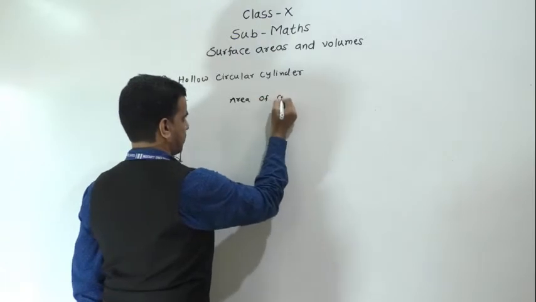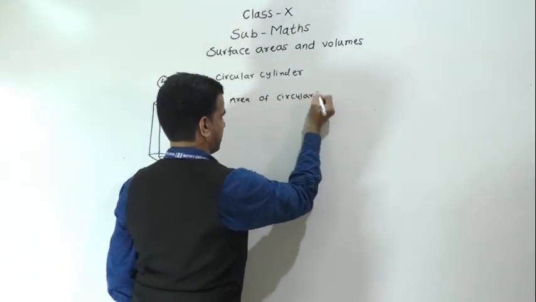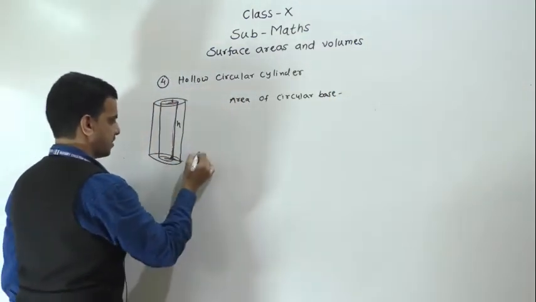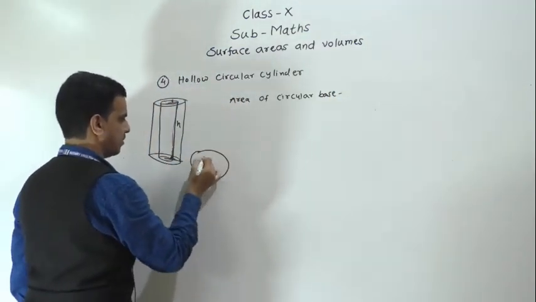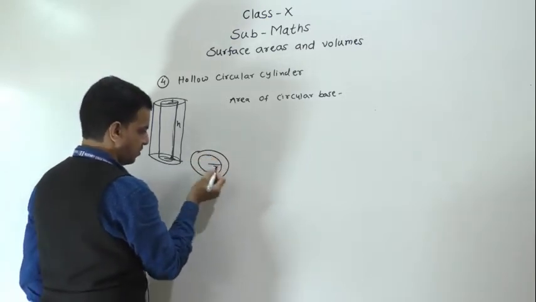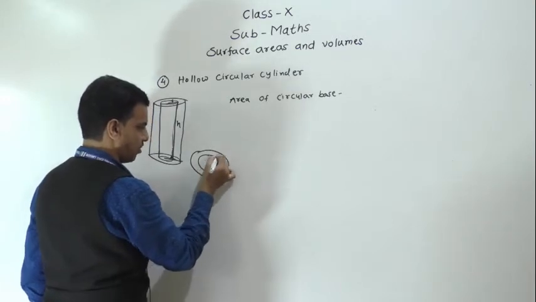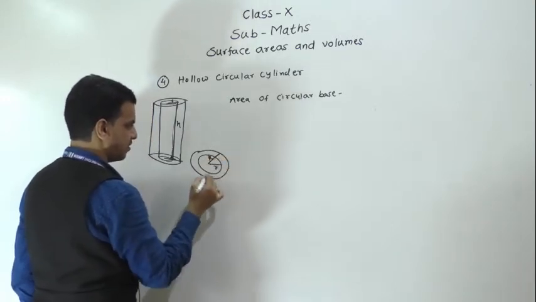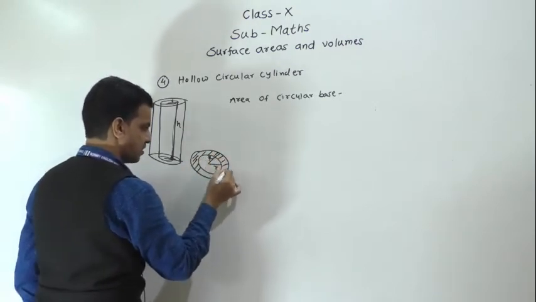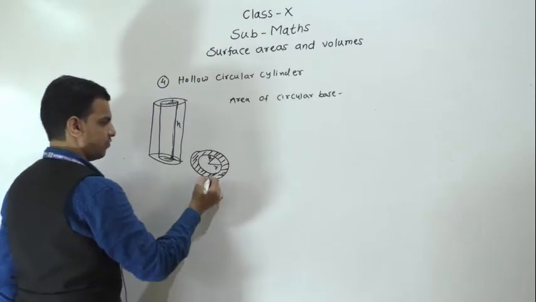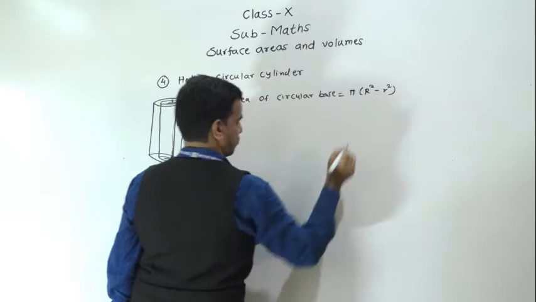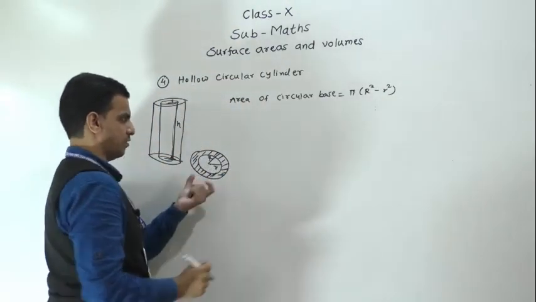Now first, that is the area of the circular base. Now this base looks like a ring. Inner radius is smaller, outer radius is capital R. This is hollow, so area of base means area of this ring. So area of ring, we know that is pi (R square minus r square). Okay, this is the area of the circular base.